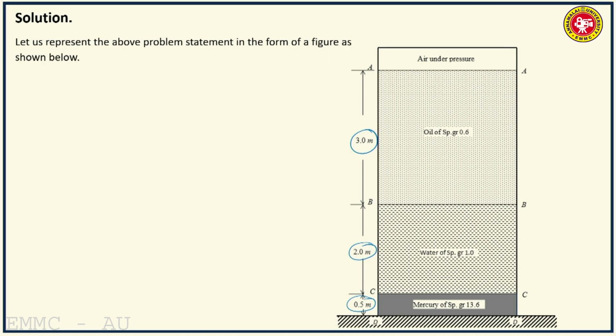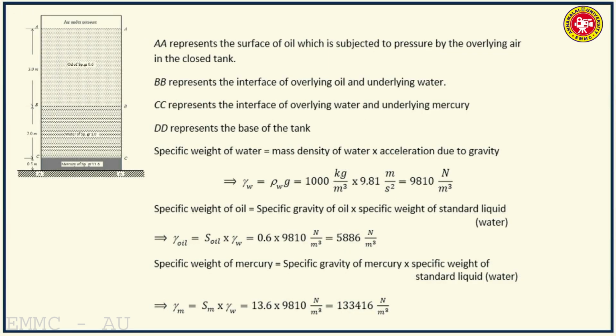So the problem statement has been represented in the form of a figure here. AA represents the surface of oil which is subjected to pressure by the overlying air in the closed tank, wherein we want the pressure. BB represents the interface of overlying oil and underlying water. And CC represents the interface of overlying water and underlying mercury, and DD represents the base of the tank.